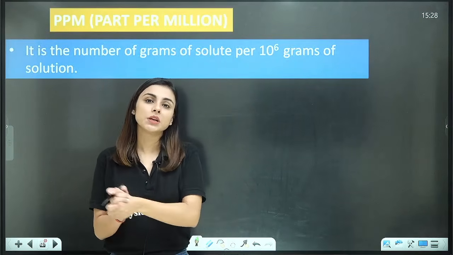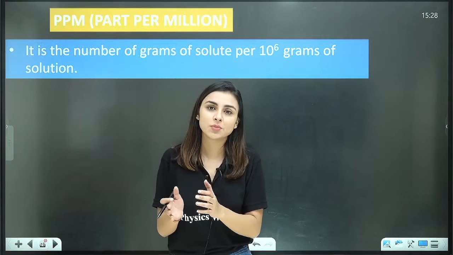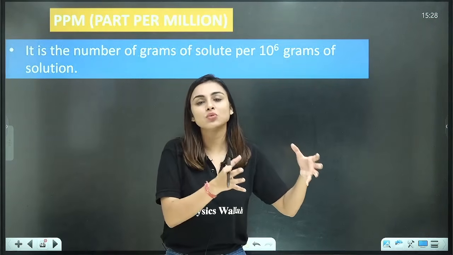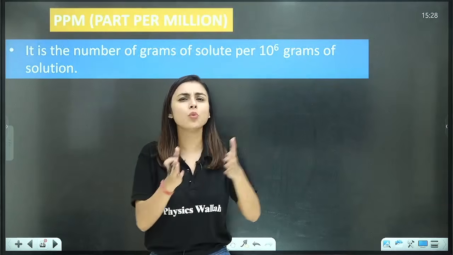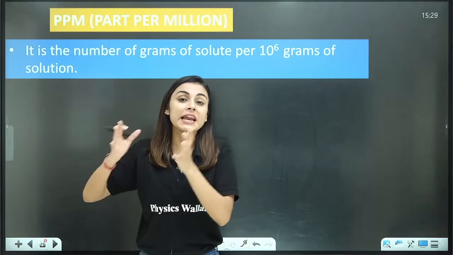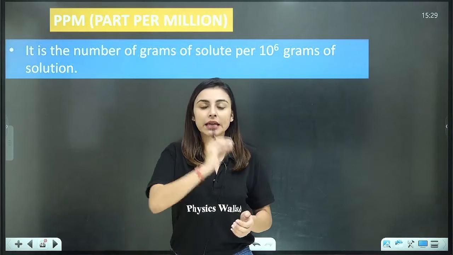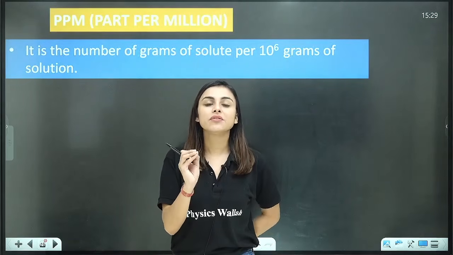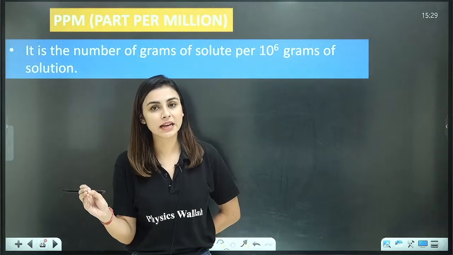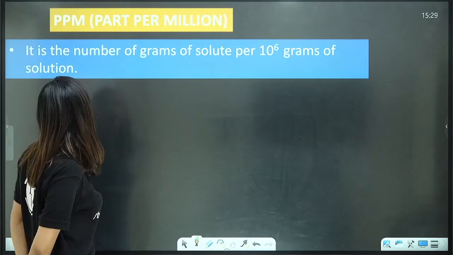What does parts per million mean? Parts per million is exactly the same as percentage, my dear students. What you used to calculate is that in 100 grams of solution, how many grams of solute is present. Similarly, in ppm, you calculate that in 10 raised to the power 6 grams of solution, how many grams of solute is present. Exactly like percentage, the difference is now you are going to take the mass of your solution as 10 raised to the power 6 grams. So it is the number of grams of solute per 10 raised to the power 6 grams of solution.